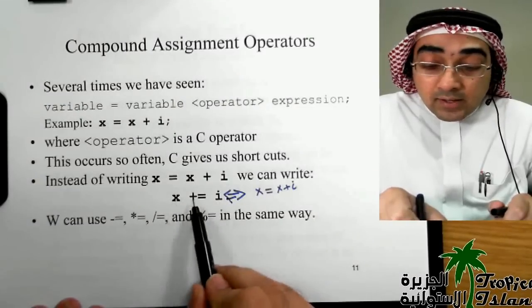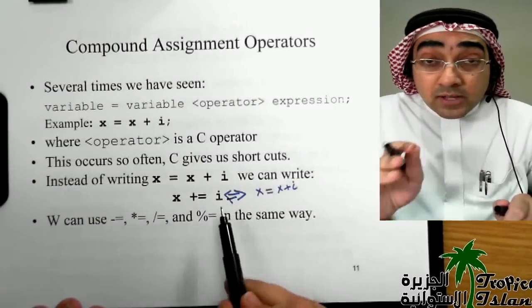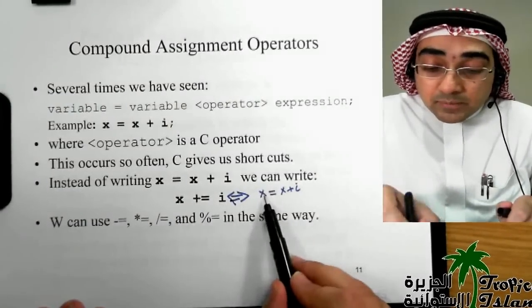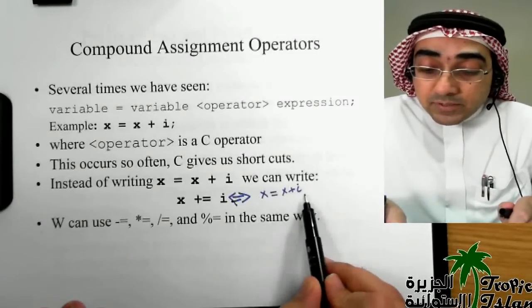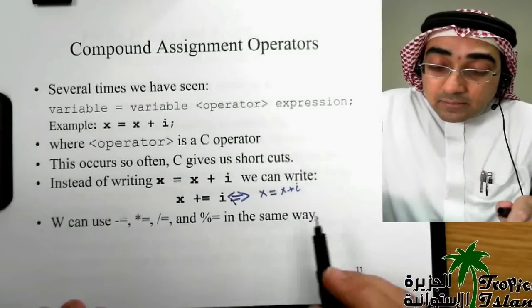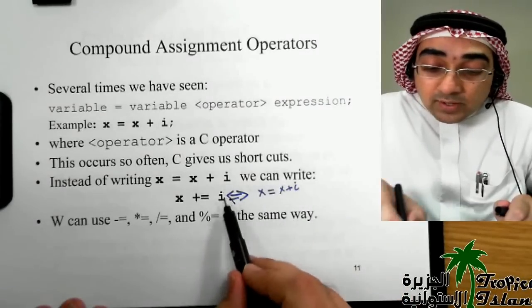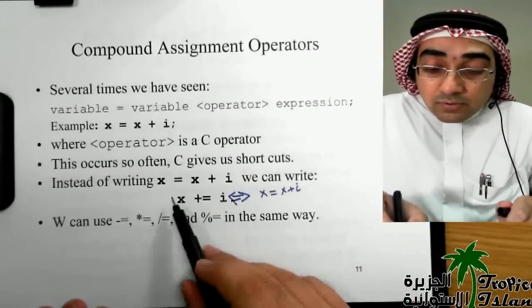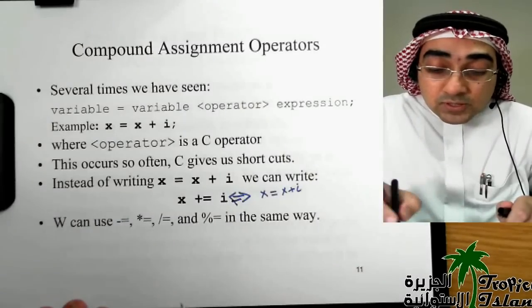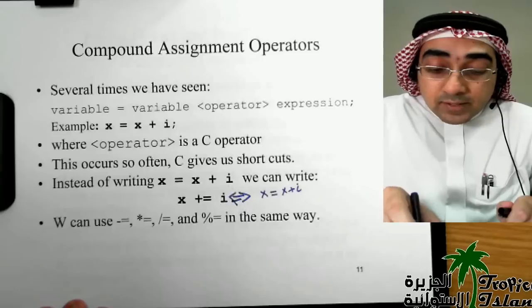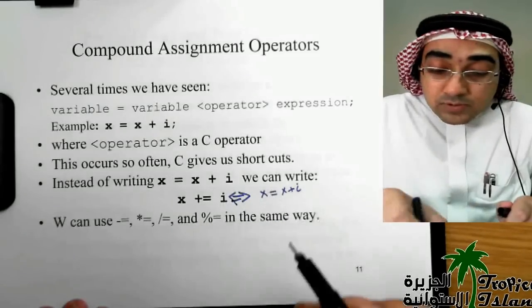Okay, and we write it x plus equal to i. So the compiler is going to understand this. There's no problem in this. And then x is equal to x plus i, this is also something that the compiler actually understands. That means take the value of x, add i to it, and assign it to x. But this is easier to write, so in C they actually use it more often than this. Okay, so we use this more often than this in C.